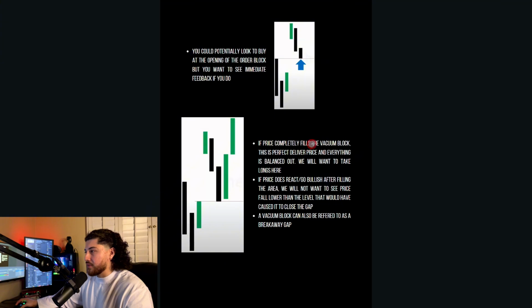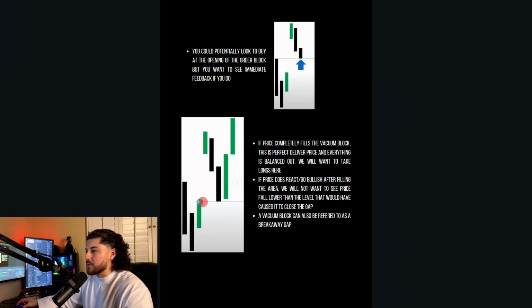If price completely fills the vacuum block, this is a perfect delivery price and everything is balanced out. We will want to take longs here. If price does react and go bullish after filling the area, we will not want to see price fall lower than the level that would have closed the gap. A vacuum block can also be referred to as a breakaway gap. So ideally in a bullish scenario, we want to see price completely fill the gap, and once it does, we can look for longs.